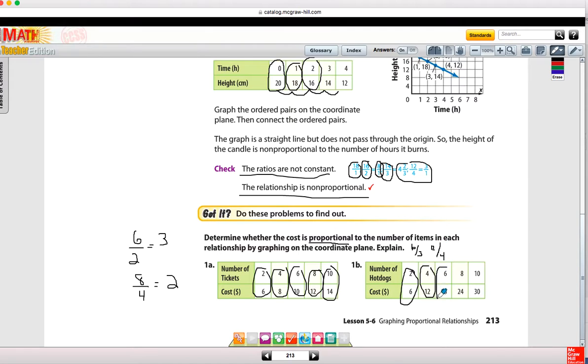And 18 divided by 6 is also 3, 24 divided by 8 is 3, 30 divided by 10 is 3. Yes, on 1b it is proportional because the ratio is constant there. So we could say that the constant of proportionality is 3, in this case $3. We can also say it's a direct variation because if you buy 0 hot dogs, it's going to cost you $0.